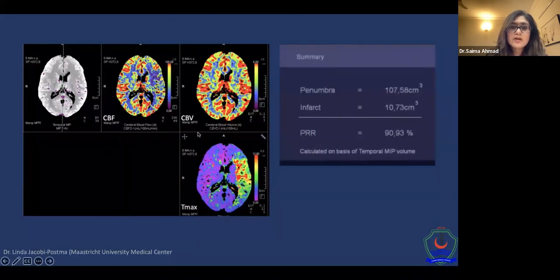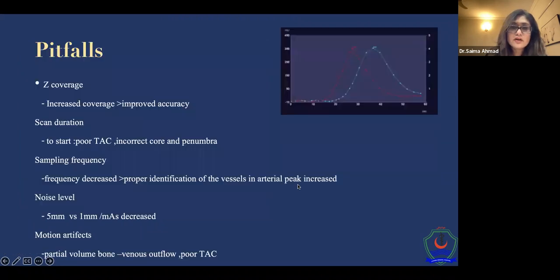So this is one of the figures taken directly from the post-processing software. You can see that Tmax is higher, cerebral blood flow is lower, and the volume is preserved. You need not calculate anything. It is directly telling you about the penumbra and the infarct, with the calculations done by the software.